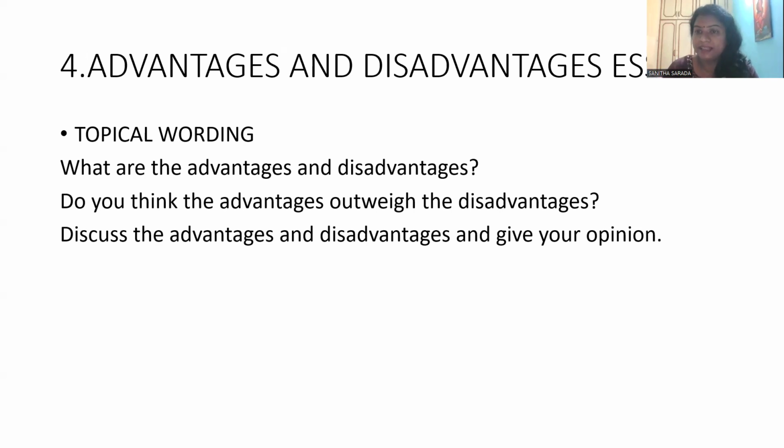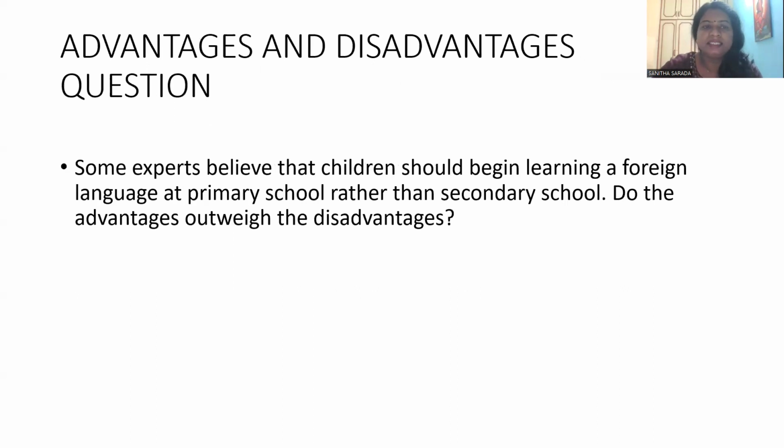Fourth one is advantages and disadvantages essays. The typical wording, these types of questions you will get. What are the advantages and disadvantages? Do you think advantages outweigh the disadvantages? And the last one, discuss advantages and disadvantages and give your opinion. These are the typical sentences you will get when you are writing advantages and disadvantages essays.